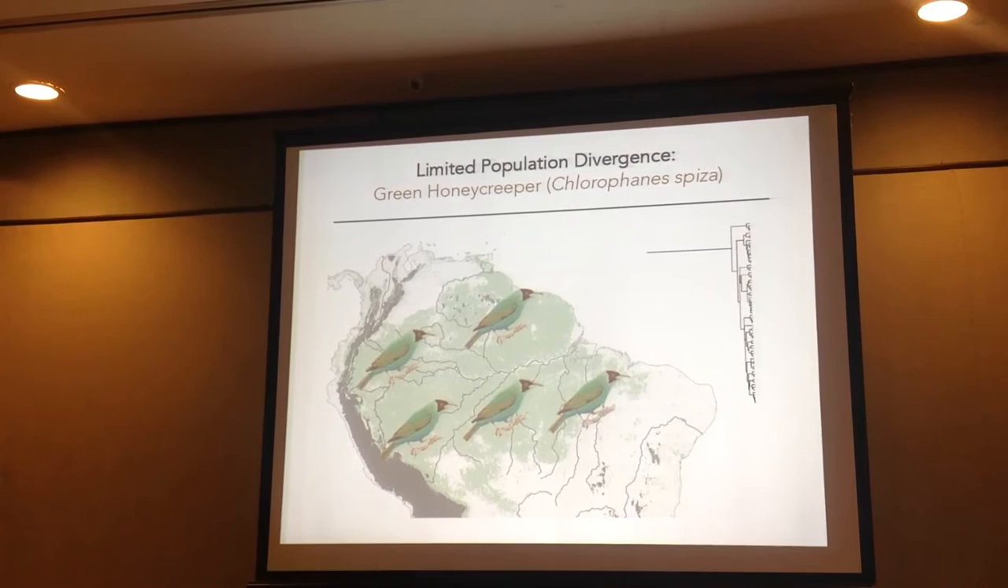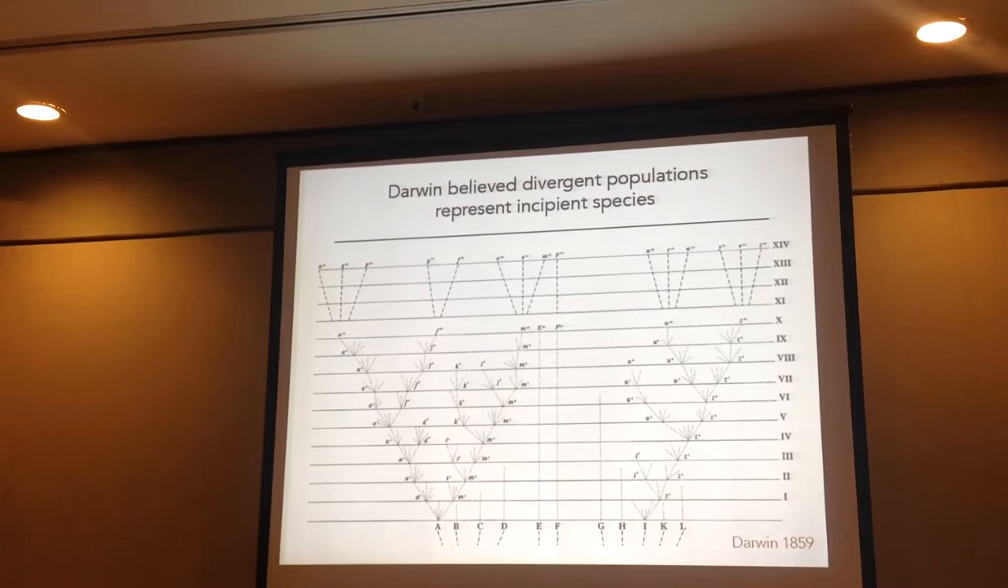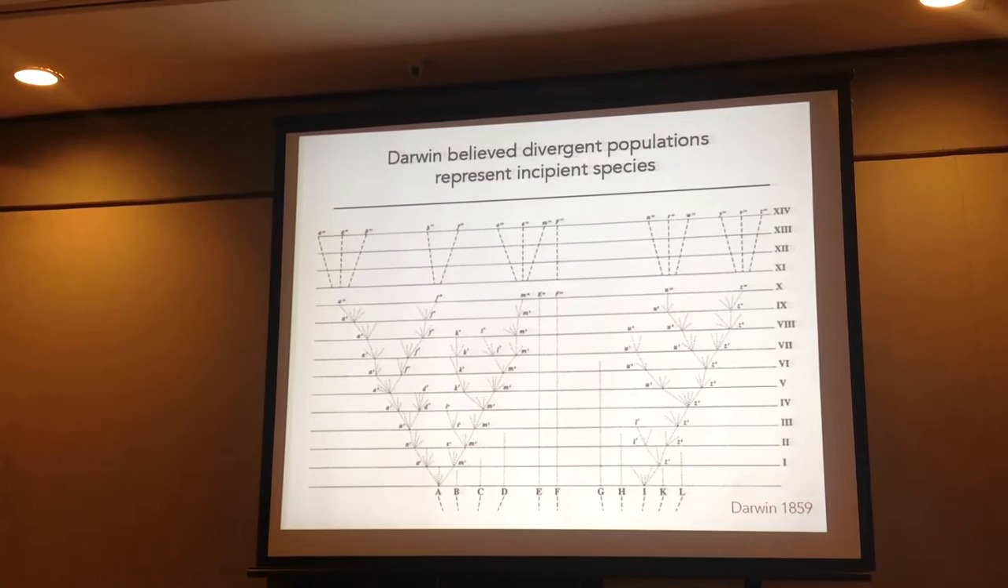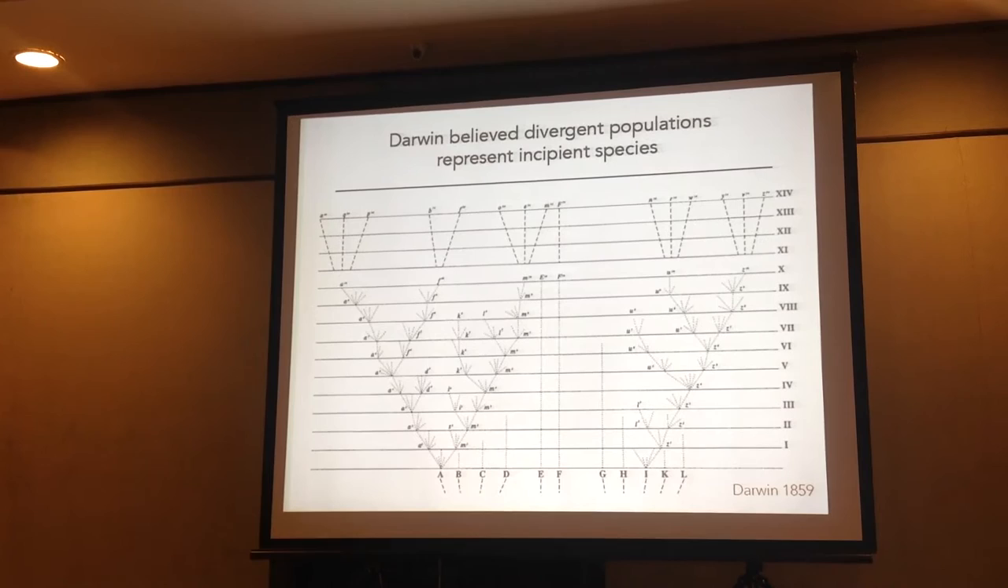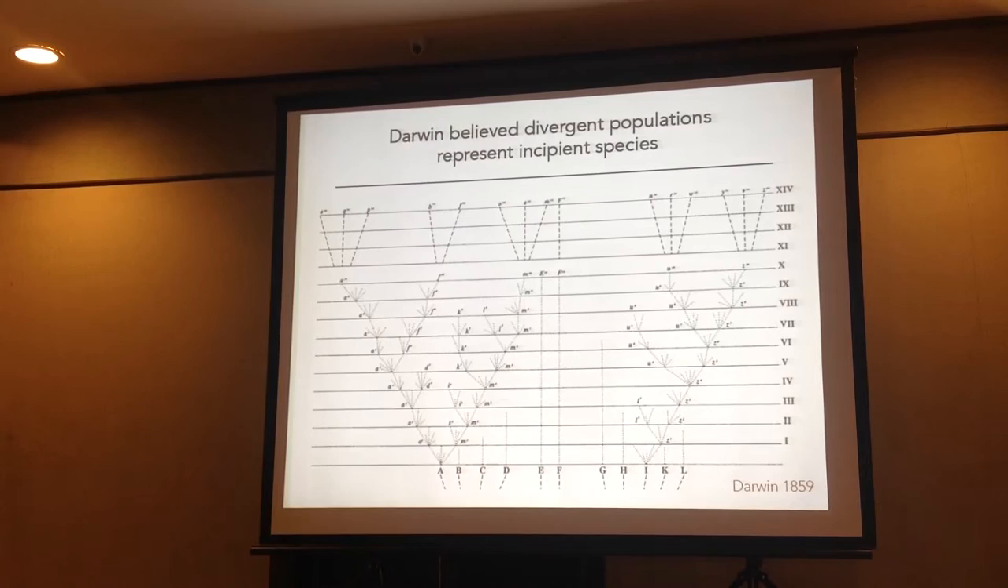So Darwin believed that divergent populations represent potential incipient species, that the divergent populations we saw in that antwren, for example, might someday become full species. In this figure from The Origin of Species, you can see along the bottom that these capital letters represent extant species present today. Moving up the figure, we're moving forward in time, and here Darwin depicts finger-like population divergences happening all the time in some species, such as A and I.